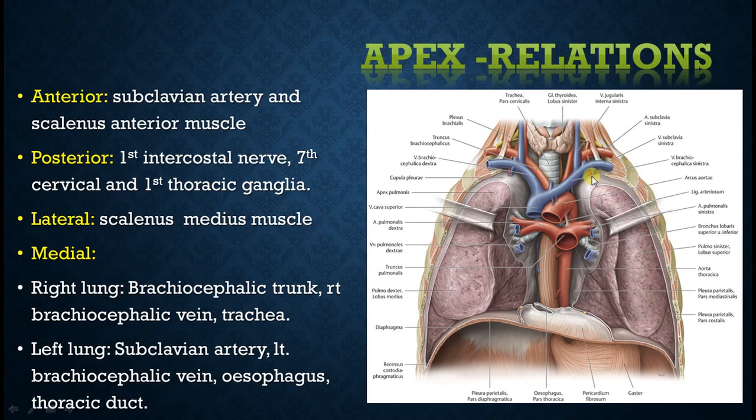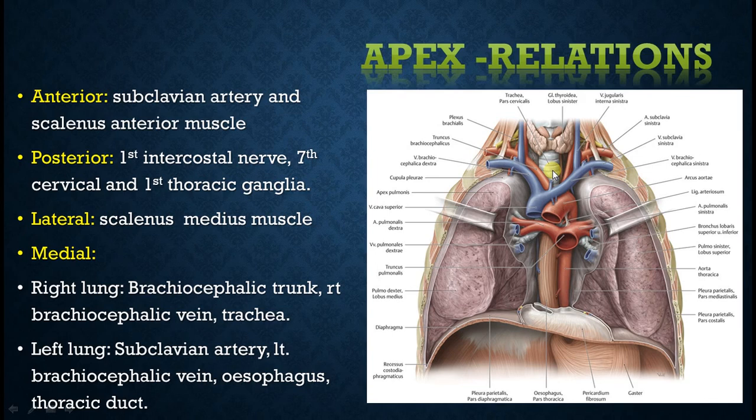Then if the phrenic nerve is blocked, then the hemidiaphragm, that half of the diaphragm, will be paralyzed. Then in the tracheoesophageal groove, especially on the left side, one nerve winds around and goes above, which is called the recurrent laryngeal nerve. If that nerve is compressed, then you get hoarseness of voice, because it supplies the muscles of the larynx. So this is actually called the thoracic inlet syndrome.